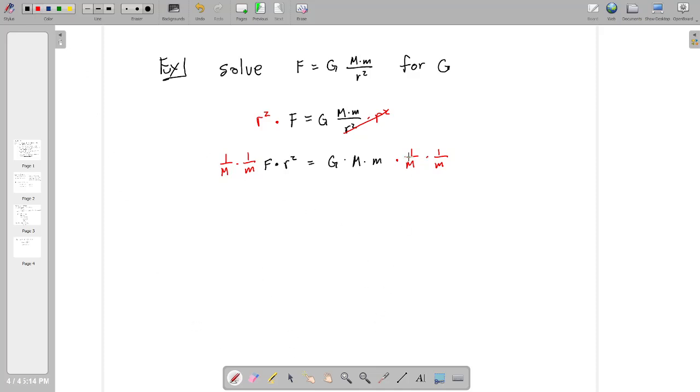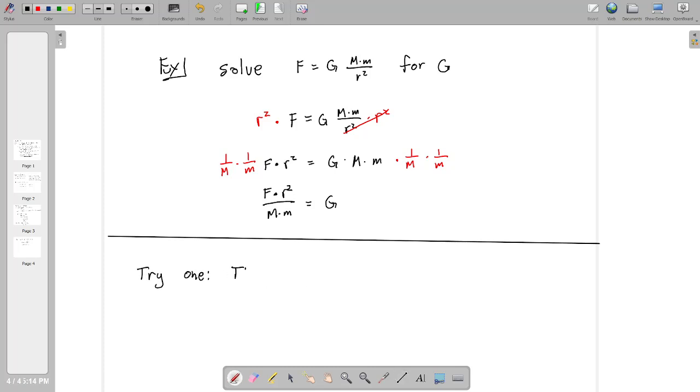And then when we simplify, of course, the capital and the lowercase m cancel on the right. And then on the left, we're left with just capital and lowercase m. Nothing happens to them. They just end up in the denominator here. And we're left with G on the right. This is an equivalent equation to our starting equation. It's just in a different form.